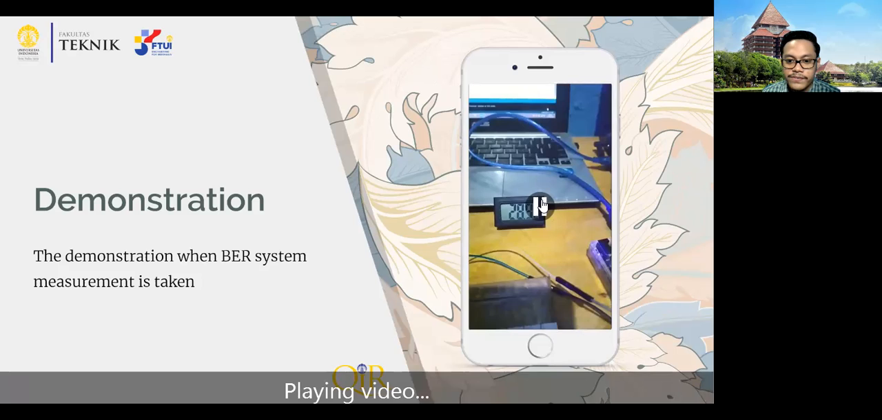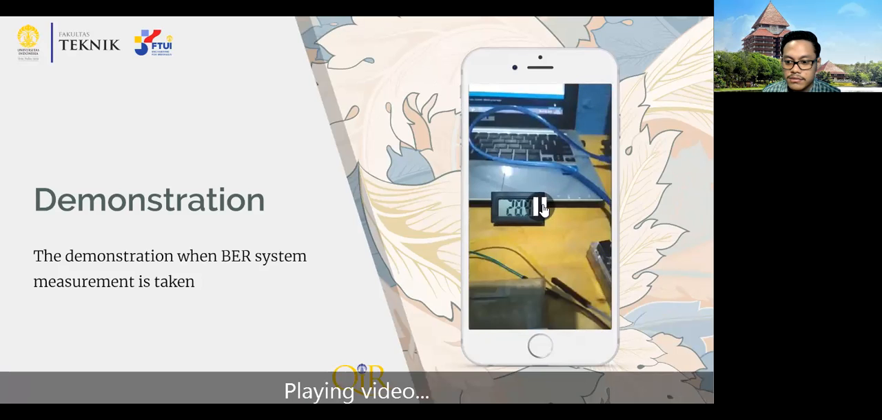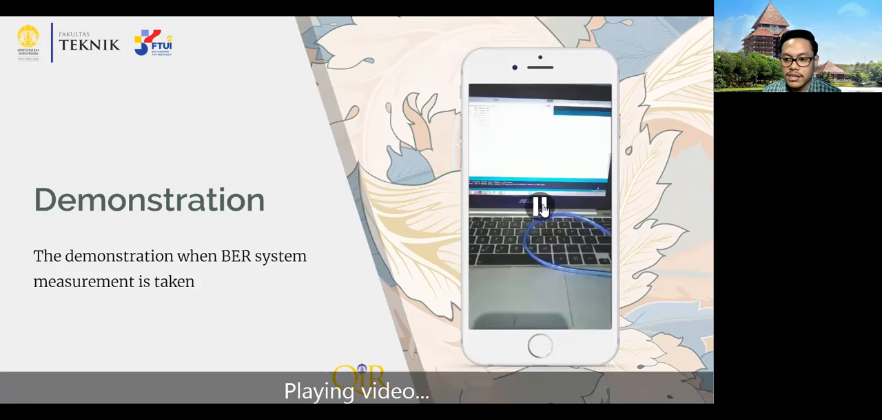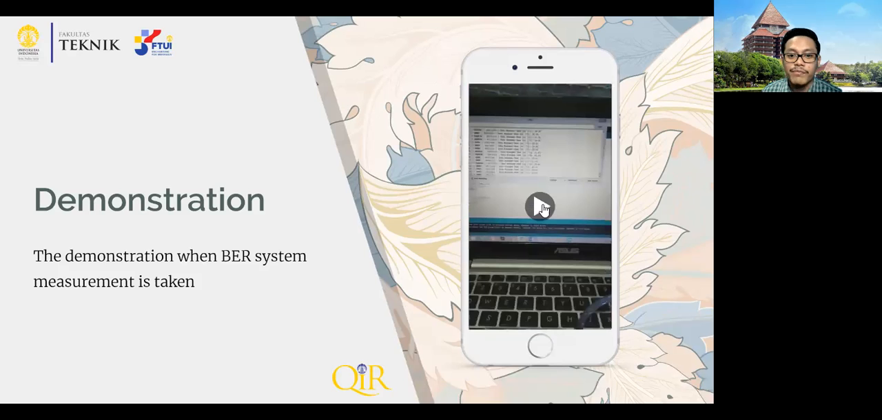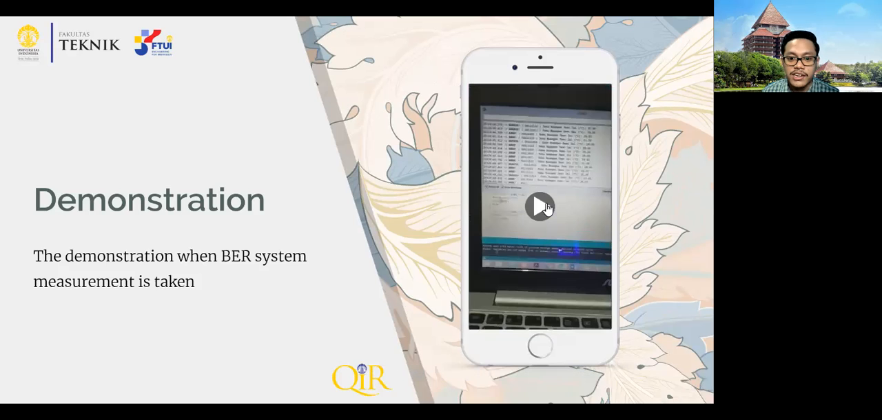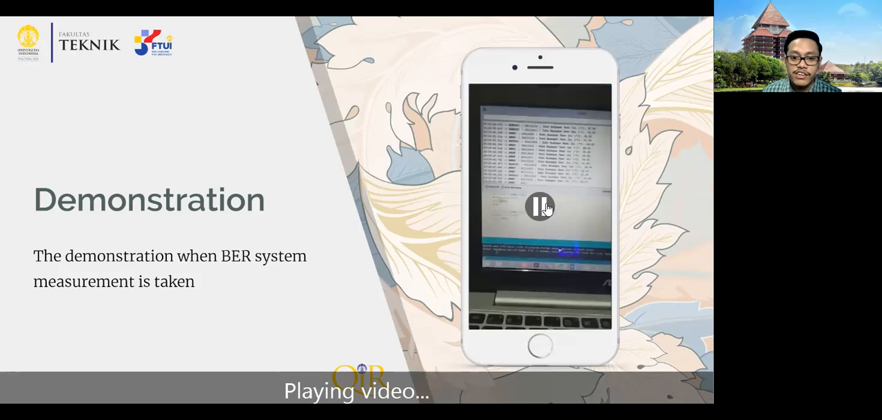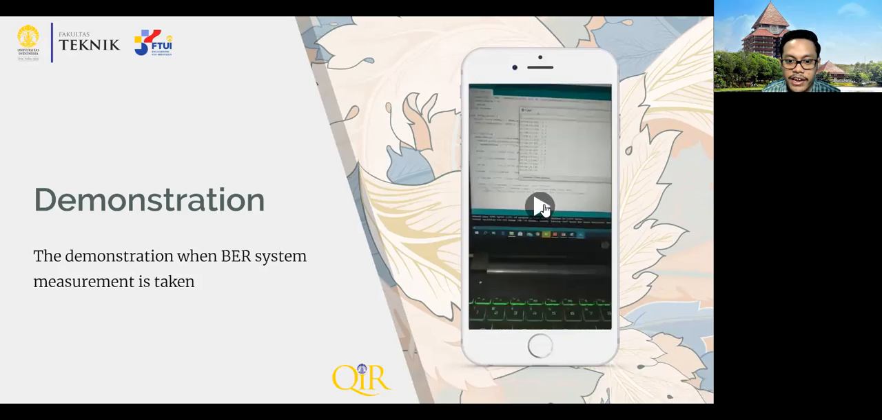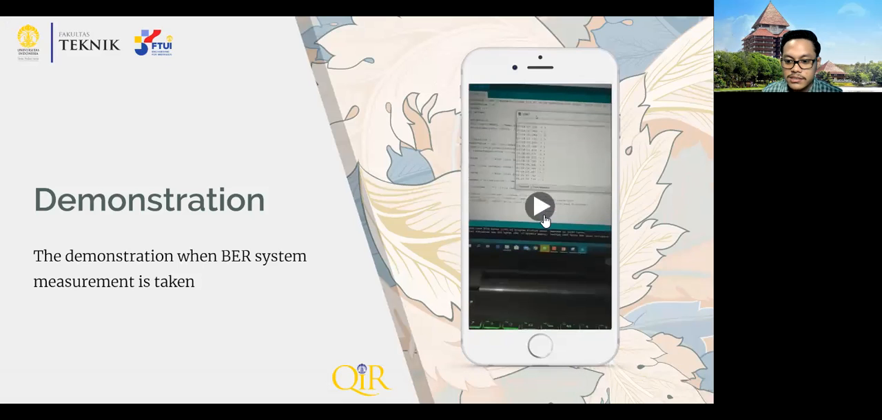And on the screen of the transmitter, it can be seen that the information sent is in the form of a number of bits. And on the screen of the receiver, it can be seen that the information received is in the form of a bit stream like this. This is in order to make it easier to analyze the system performance of the bit error rate parameter.